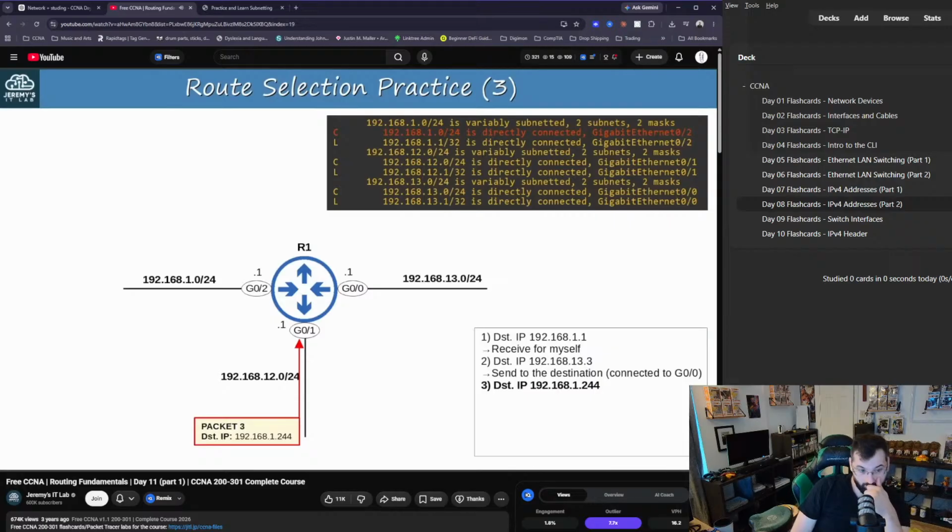The only matching route is this one to 1.0/24, so R1 will use this route to forward the packet. It's a connected route, so R1 will send the packet to the destination, which should be connected to that interface.